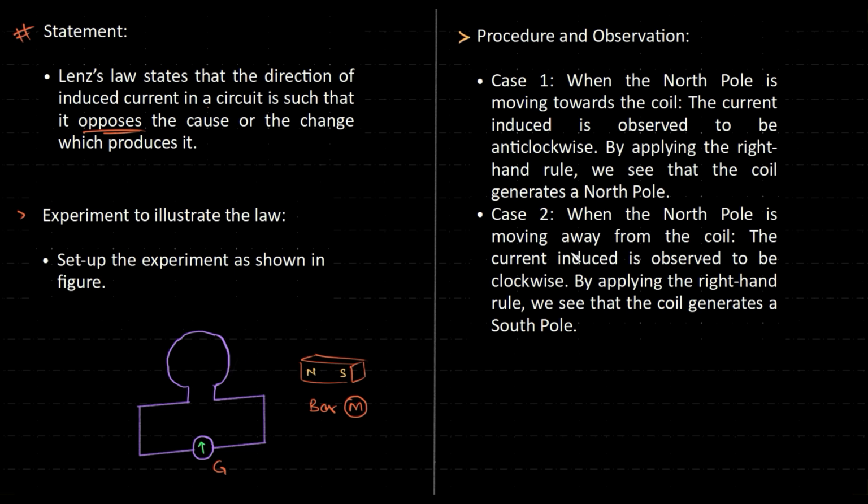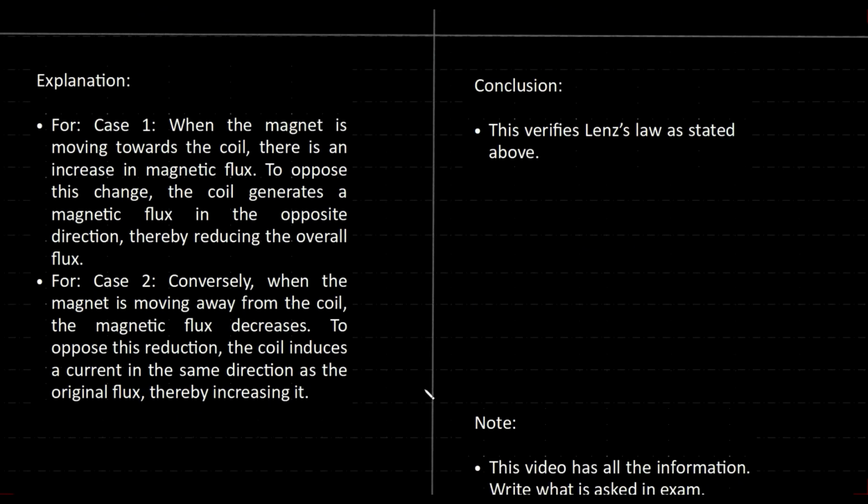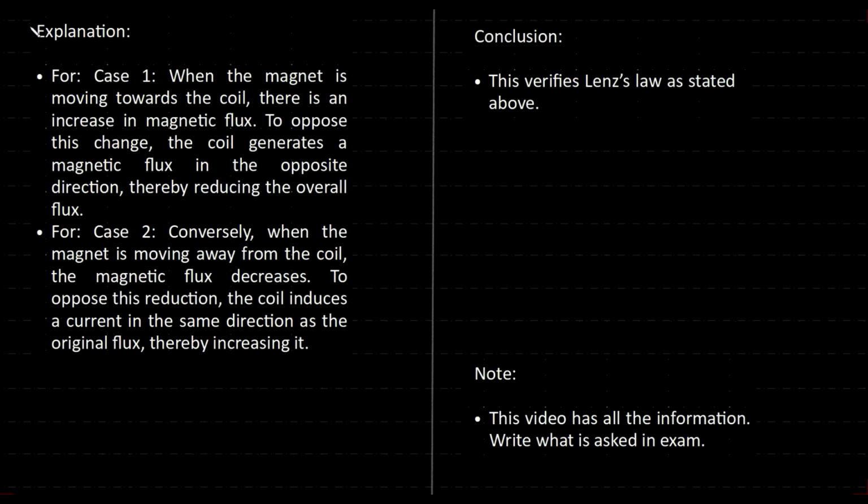When the north pole is moving away from the coil, the current induced is observed to be clockwise. By applying the right hand rule, we see that the coil generates a south pole. Again, this is an experiment to observe Lenz's law, nothing else. I gave the entire explanation, but this is how experimentally we got to see what we are trying to understand over here. That's the agenda of this particular video.